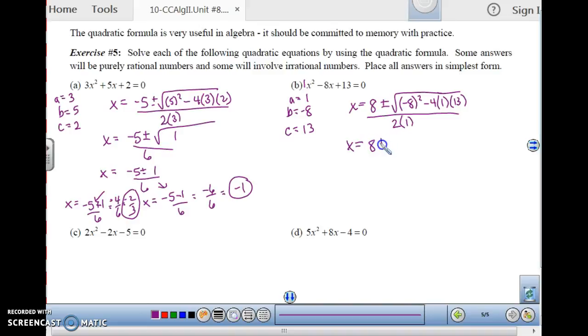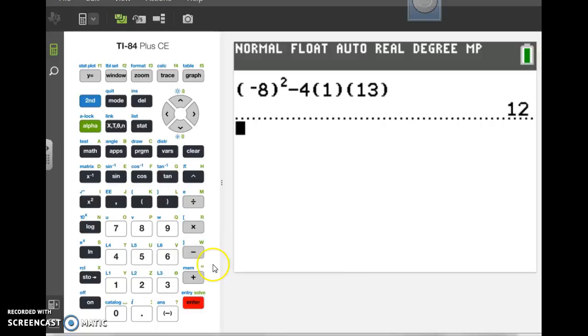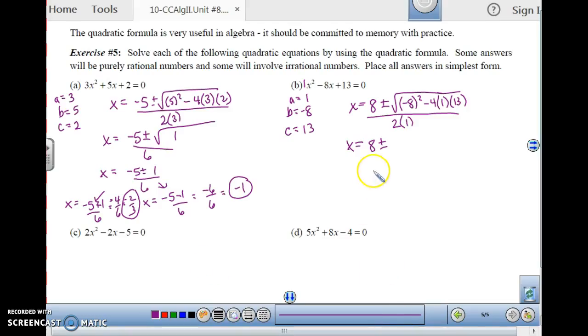All right, 8 plus or minus. This is going in my calculator. Parenthesis, negative 8. Make sure it's in parentheses because it's going to screw up your negative otherwise. Minus 4 times 1 times 13. Close your parentheses. So that looks exactly like what's on my paper, is 12. So going back here, this is plus or minus the square root of 12 over 2 times 1, which is 2.